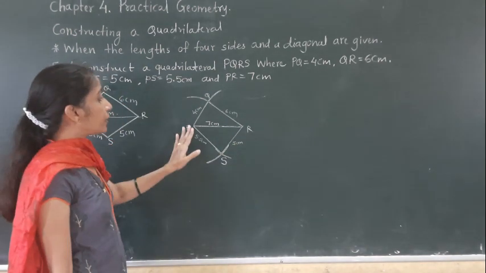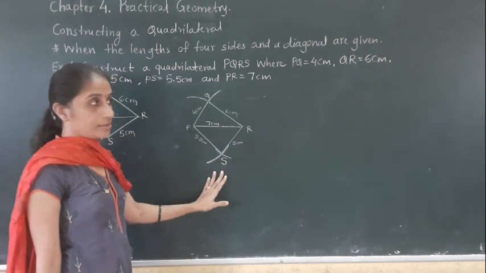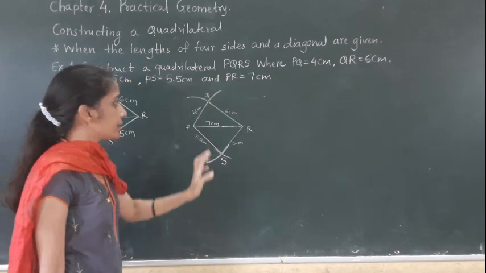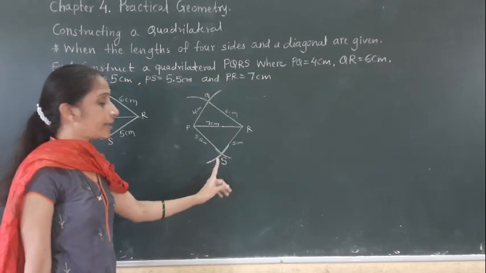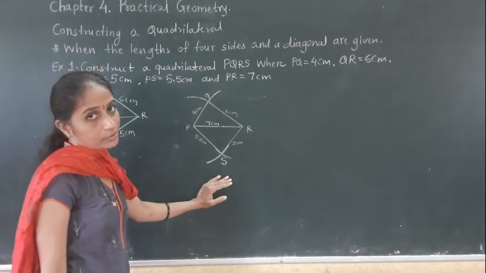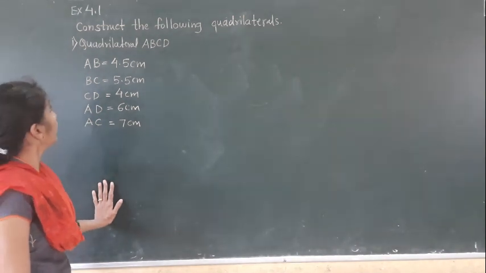Okay. Now we got the required quadrilateral PQRS. It only asks to construct the quadrilateral PQRS. So this is the required quadrilateral. Let's solve exercise 4.1 now.